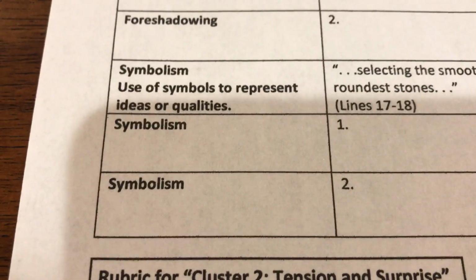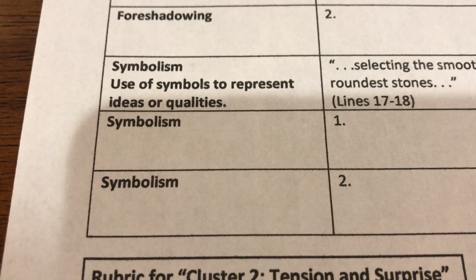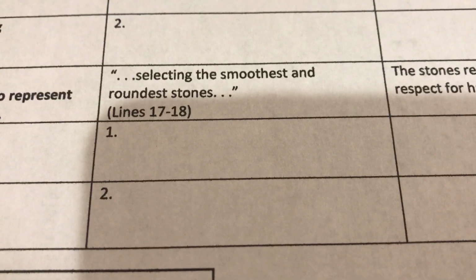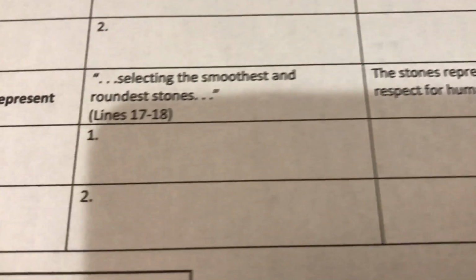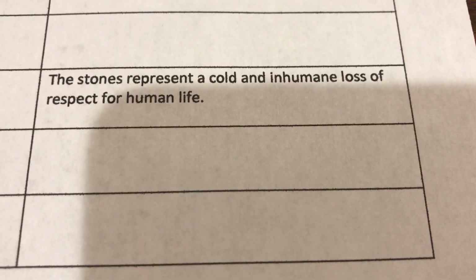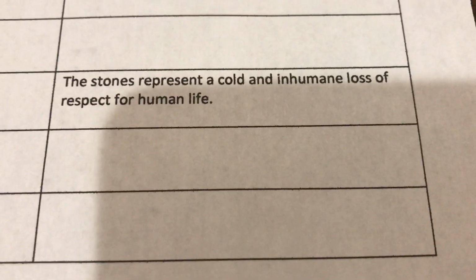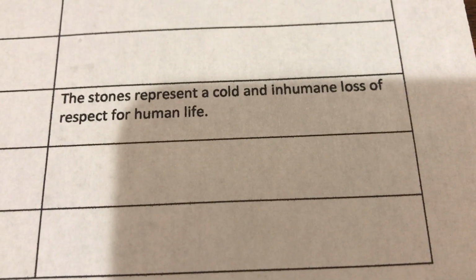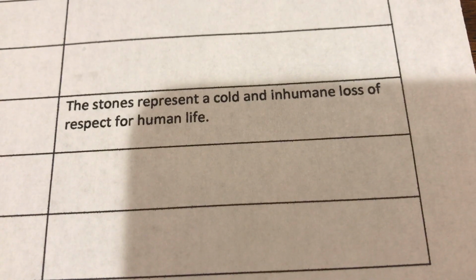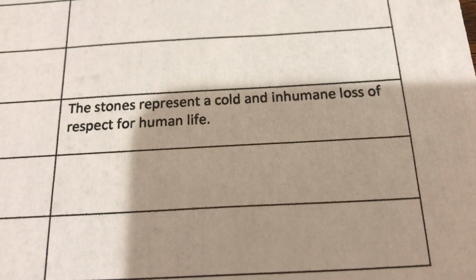Okay? Symbolism. Symbolism is the use of symbols to represent ideas or qualities. So for the example here, we have "selecting the smoothest and roundest stones." The stones represent a cold and inhumane loss of respect for human life, right? So we obviously know what they did with the stones. The same way the stones are cold, you could say the way the people who end up stoning someone treat the person who wins the lottery is cold. They don't really feel anything for the person who is being stoned to death.